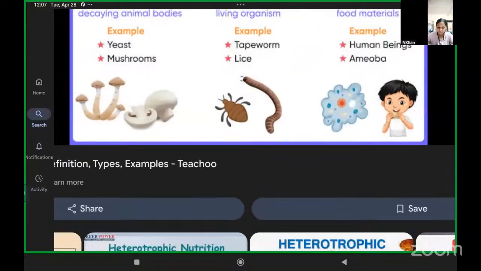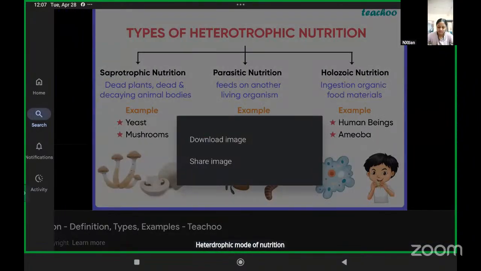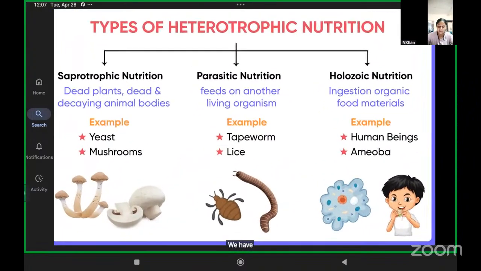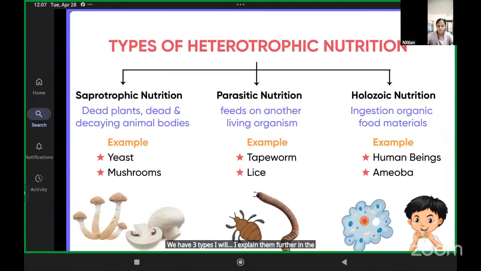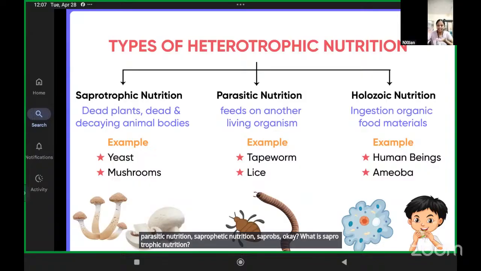Heterotrophic mode of nutrition. We have three types. I explain them further in the chapter. Parasitic nutrition, saprophytic nutrition, saprotrophs. What is saprotrophic nutrition? Where the organisms get stuck on the body of dead and decaying remains of other plants and eat food.